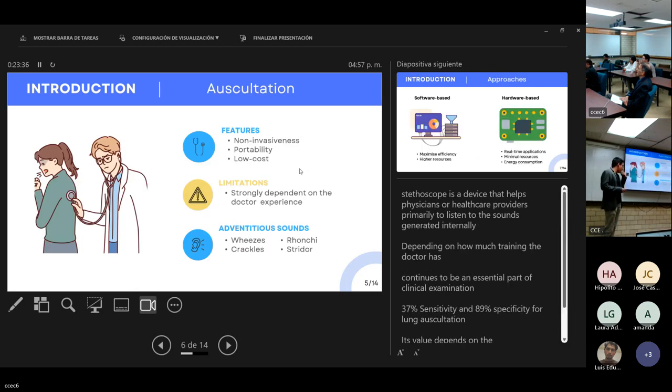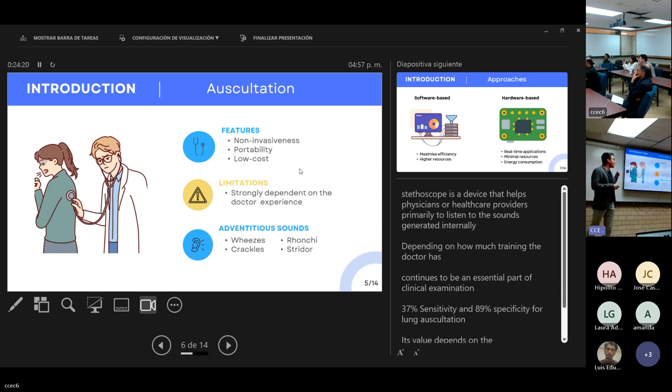Now, in order to listen to this type of sound, the auscultation technique is commonly used by physicians. This technique only uses the help of a stethoscope. It might be mechanical, digital, or electronic. This technique has important features like non-invasiveness, portability, and low cost. We only need the stethoscope, so it's enough to perform this technique. But it has an important limitation: it is only dependent on the doctor's experience. So depending on how much training the doctor has, the auscultation performance might vary.